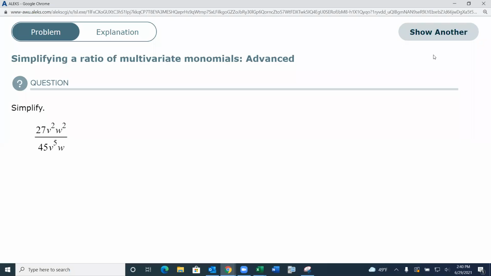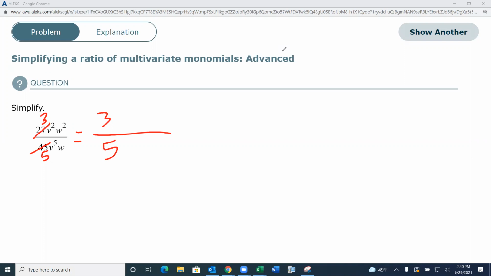So how do we handle this? Well, let's start off with what we already know. I know that 9 divides into 27 3 times and into 45 5 times. So I know I'm going to get a 3/5 in there.